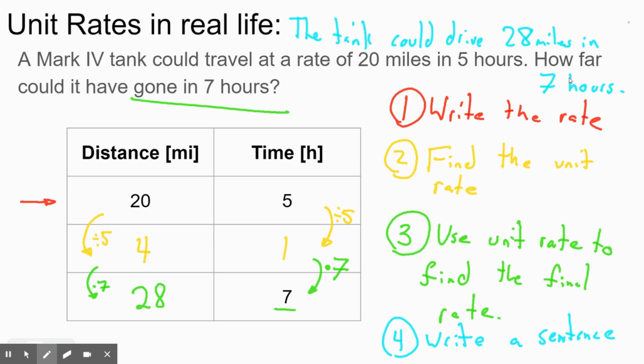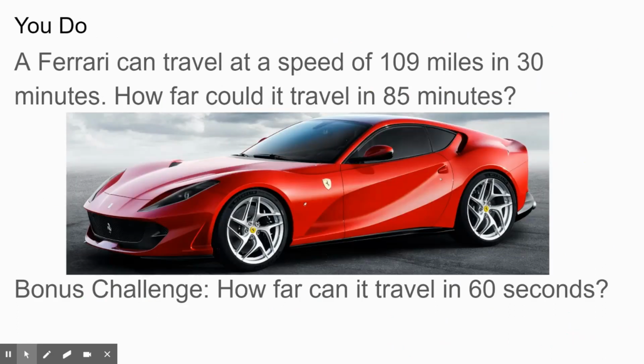Not too bad. Pause the video if you need to write any of this down. We went through it kind of quickly. And then we're going to do our UDO problem. Our UDO for today, you have a Ferrari that can travel at a speed of 109 miles in 30 minutes. You're going to figure out how far it could travel in 85 minutes.